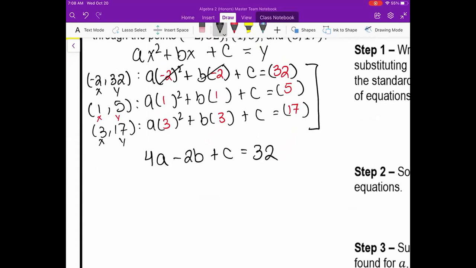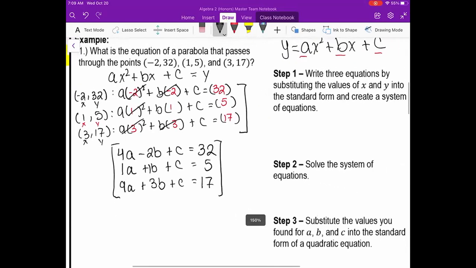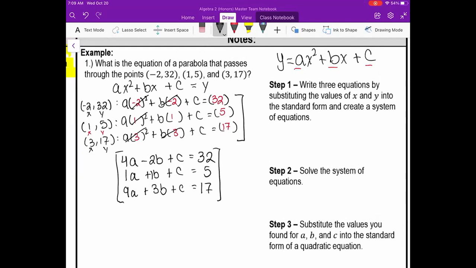And then the next one, I've got 1 squared, which equals 1. 1 times a equals 1a. b times 1 equals plus 1b. Plus c equals 5. Then the next one, I've got 3 squared, which is 9. 9 times a equals 9a. 3 times b equals 3b. Plus c equals 17. So now notice that I have a system of equations, and hopefully this brings back a few memories, but this is actually a matrix, and we're going to be solving this system of equations by using your matrix.